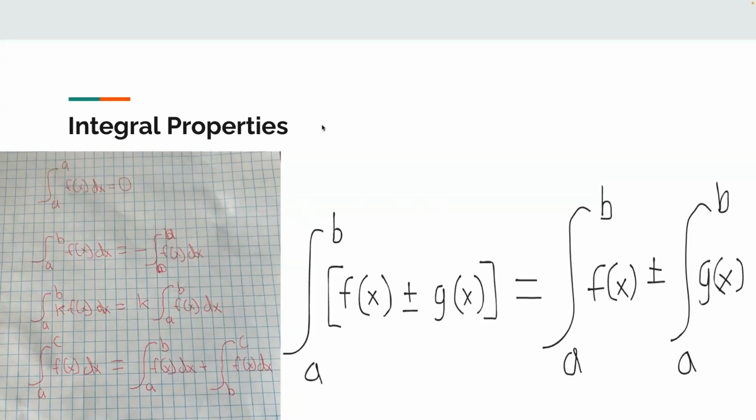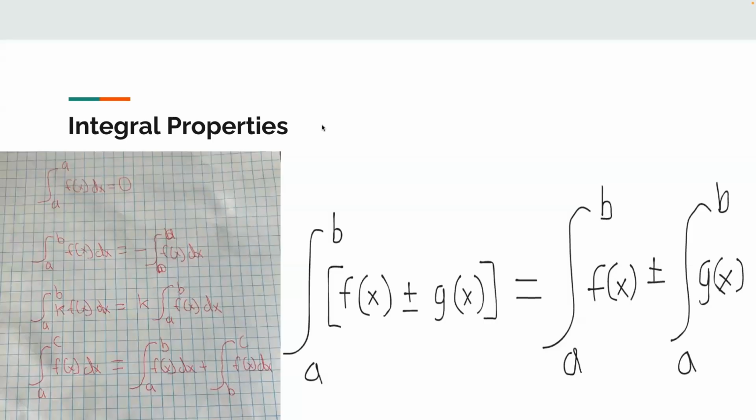And also the integral from a to b of f of x, you can think of it as just the negative of the integral from b to a of f of x. So if you switch a to b into b to a, it'll be negative. Furthermore, if there's a constant, you can take it outside the integral. And also you can split up an integral. So from a to c, you can make it a to b, and then from b to c.